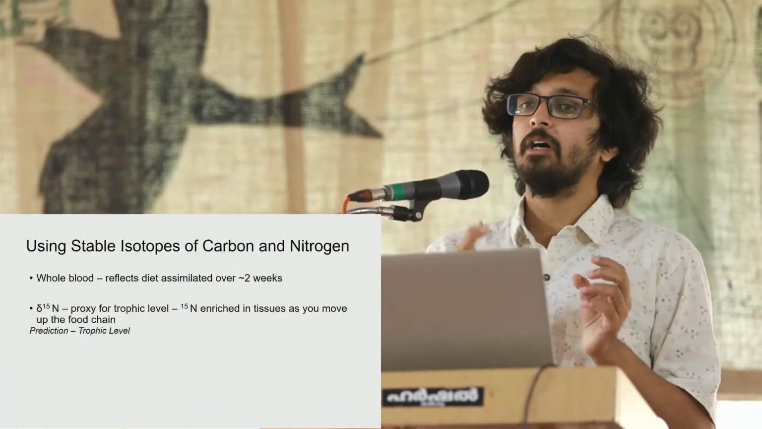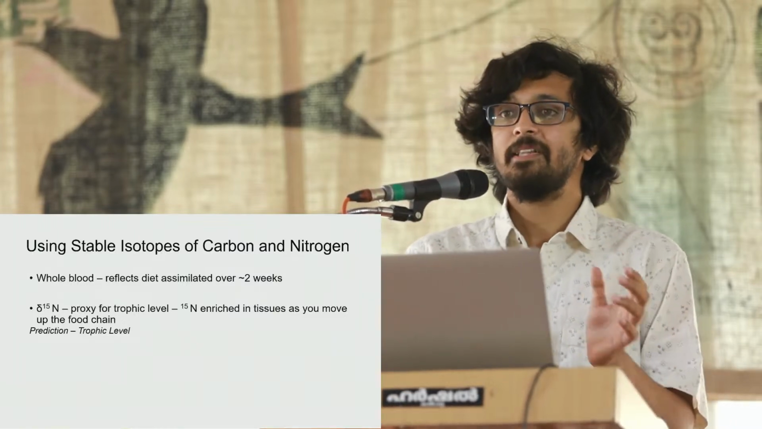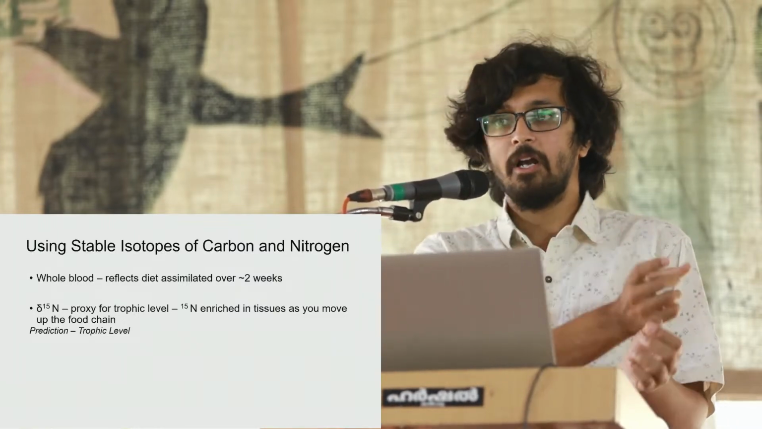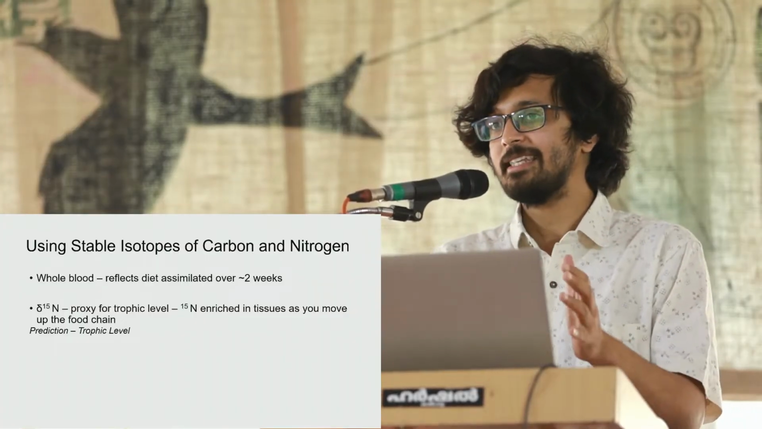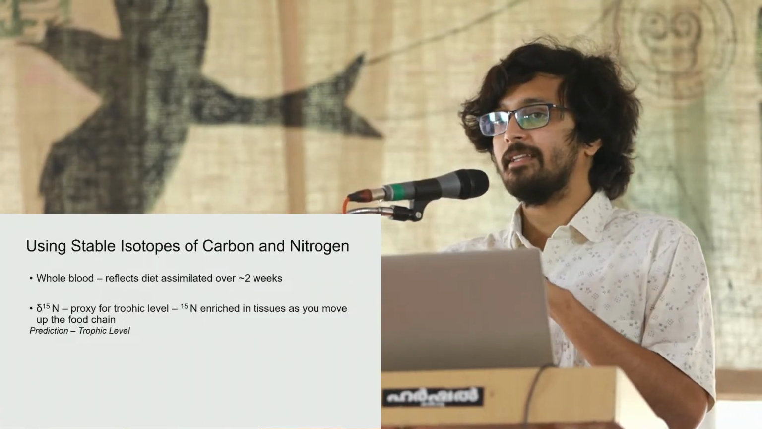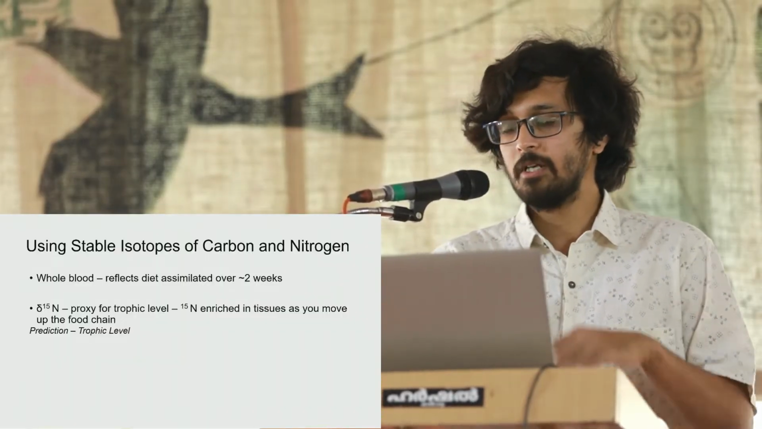the blood of birds gets replenished every 2 weeks. So I would go in the winter, collect the blood samples at that time, and that represents what the bird ate 2 weeks ago in the winter. And then I know how carnivorous the bird was in that season. And then I go back in the summer and I collect blood again, and then I know how carnivorous or herbivorous the bird was in that season.